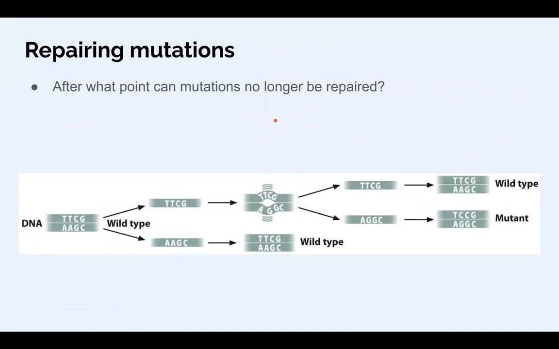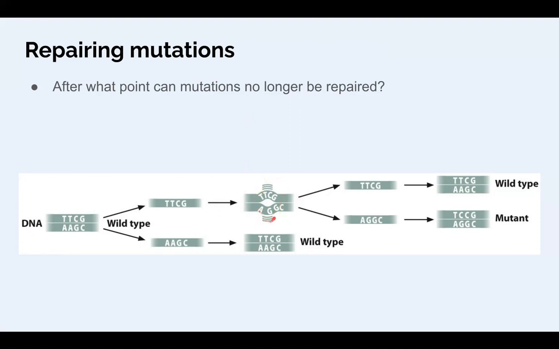So repair is possible. That's an important part of the process. So during cell division, cells copy their DNA, and then they also double check and make sure that they've copied their DNA correctly. But there's a time past which the cell would not be able to know that there was a mistake. And that's basically past this point.